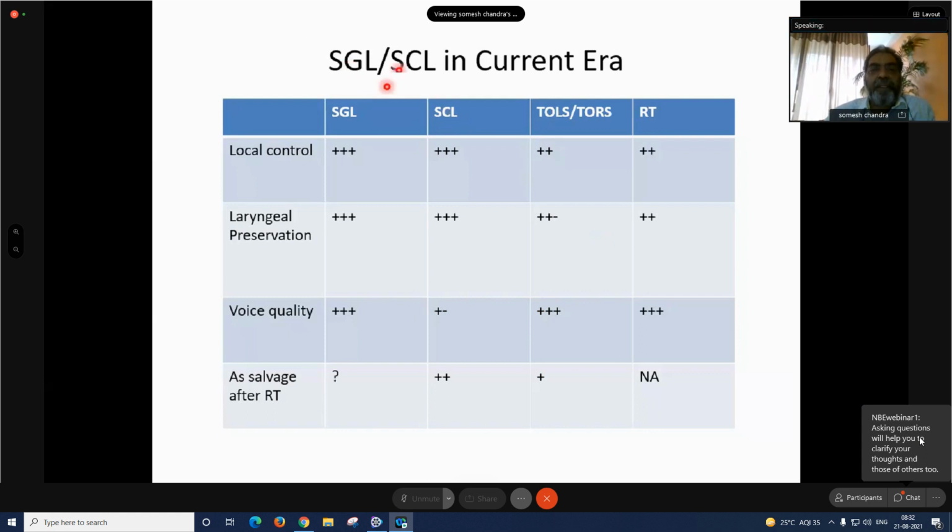Supraglottic and supracricoid laryngectomies in the current era show very high local control and laryngeal preservation rates. Supraglottic laryngectomy obviously doesn't disturb speech elements, so the voice quality is very good. Supracricoid does disturb it, so it's a whispering kind of voice most of the time. And that again is a very rough comparison of different modalities between open laryngectomies, endoscopic laryngectomies, and non-surgical voice preservation options.